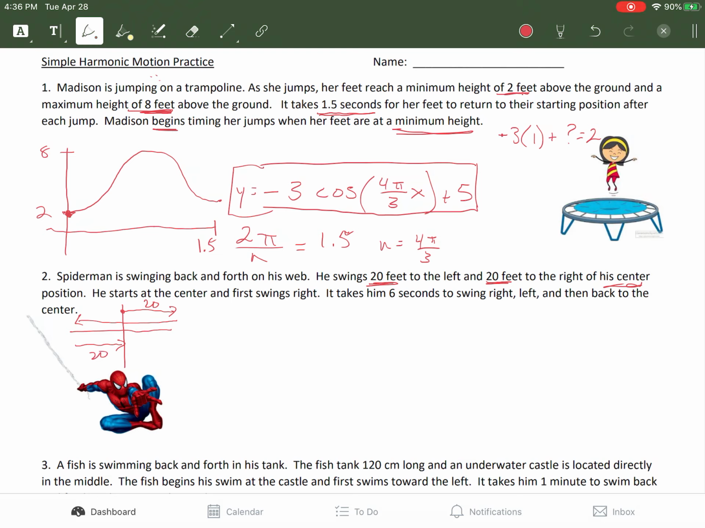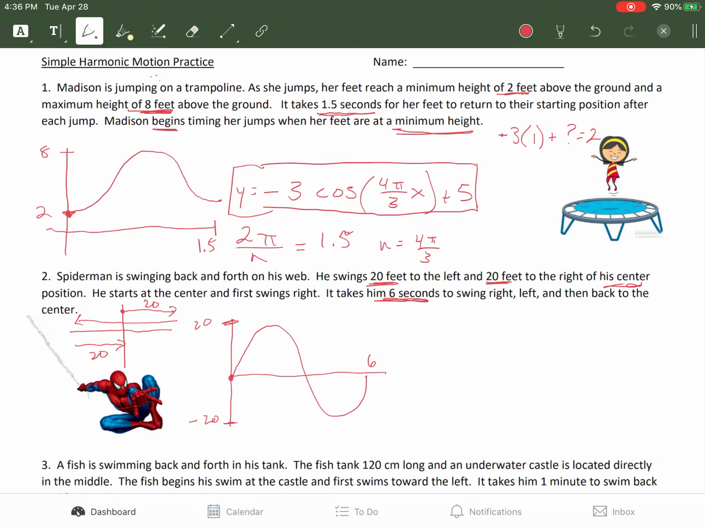So if we look at it that way, we can start drawing our graph. Since he's starting in the center, it's going to be a sine function, and he's going to the right first, so that's going to be positive. Okay, so that's what your graph should look like. It takes him 6 seconds to swing right, left, and then back to the center. That's going to be our period, so 6. Our max is going to be 20, and our min is going to be negative 20.